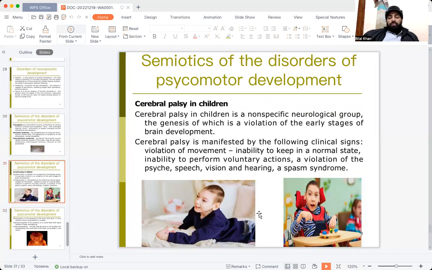The next question is the child with cerebral palsy. Cerebral palsy is known as a non-specific neurological group of disorders of genesis, which is a violation of the early stages of brain development. It is manifested by the following clinical signs: violation of movement, inability to keep a normal posture, inability to perform voluntary actions, a violation of the psyche, speech, vision, hearing, and a spasm syndrome.